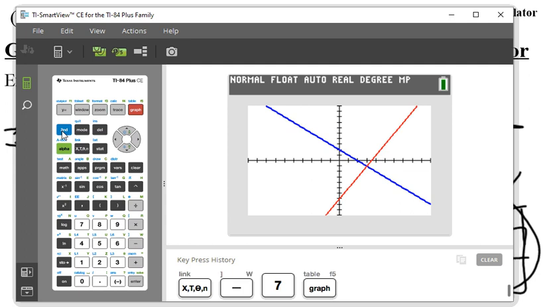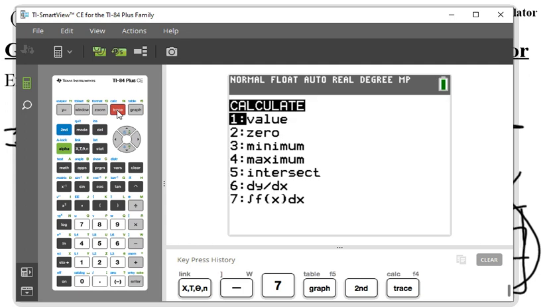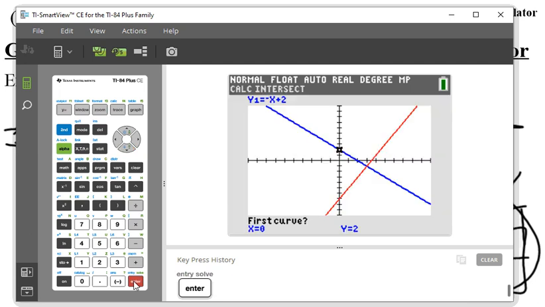We want second trace, second function trace, but this time we want the point of intersection, number 5. So we take that. Now, I've been told you don't have to, but I just feel better if I move my cursor a little closer to the point of intersection. Basically, if you look at the bottom, it says first curve. Yes, we want the first curve involved. Yes, we want the second curve involved. Yes, please guess the answer.